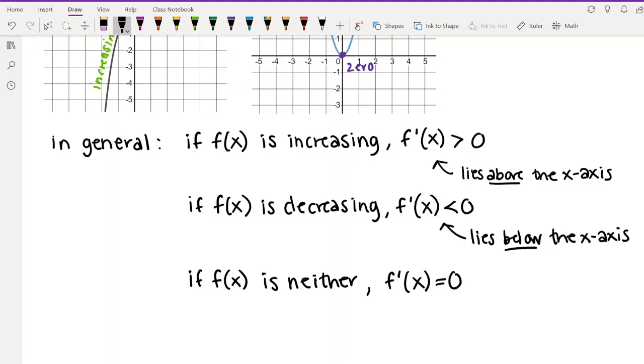And what would that look like on the graph? Well, that would mean that it lies actually right on the x-axis, right? Because when you have a point that's on the x-axis, that means that its y value is 0.